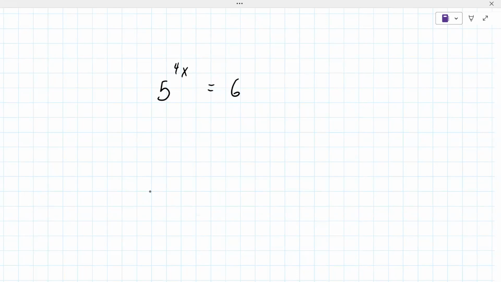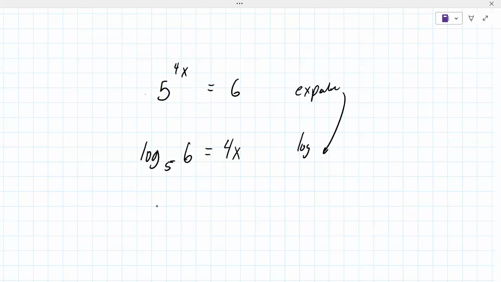It would be log base 5, and then of the thing, 6, equals 4x. Good. Very good. Now you could get a question where we're going exponential to logarithm. You could be given a question where you've got to go the other direction. So I'll leave this one up here.